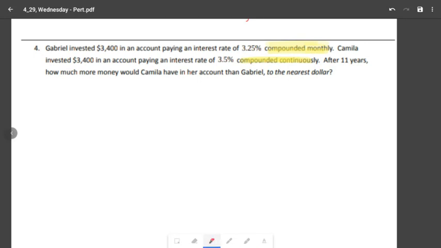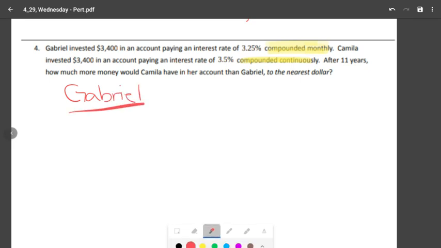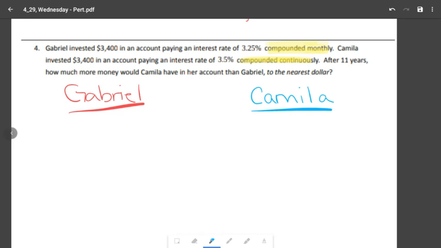All right, so now we have 2 different situations going on here. We have Gabriel and we have Camilla. Now, the thing you have to be careful with, Gabriel is compounded monthly. Camilla is compounded continuously. So these are our 2 different types of compounding. Each one is its own formula. Continuously for Camilla, this is the formula that we're using right now. The A equals P times E to the RT.